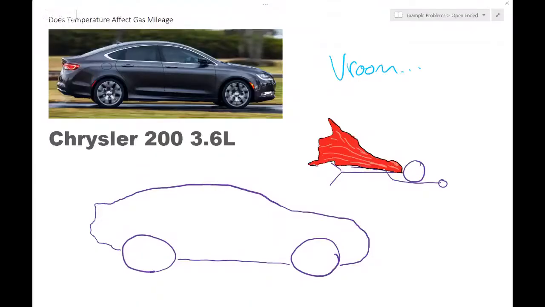Hey guys, have you ever wondered if temperature has an effect on gas mileage? In this video, we're going to take a quick look and run some back of the envelope calculations to see if it does have a noticeable effect.